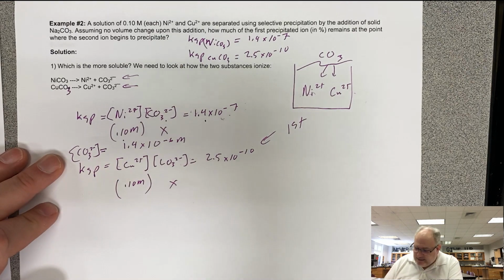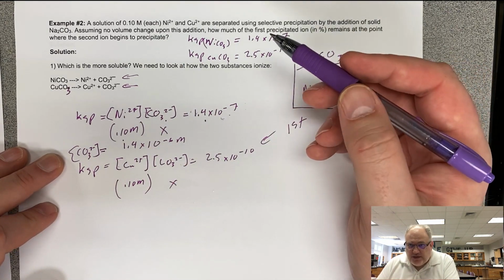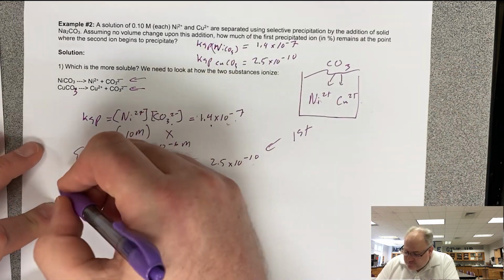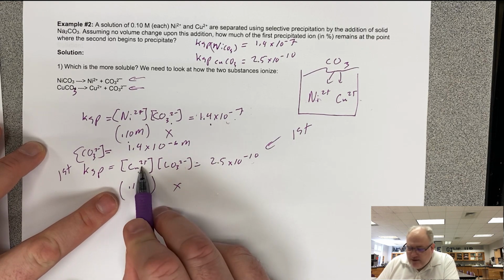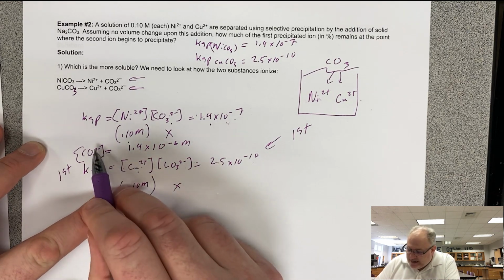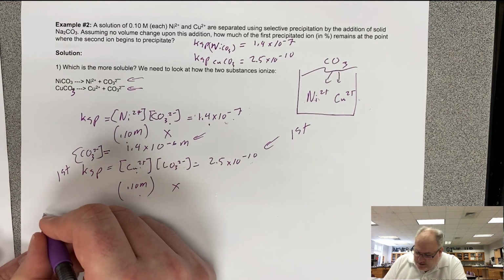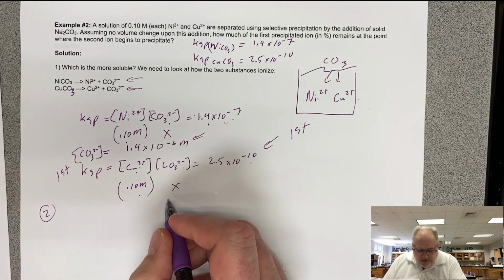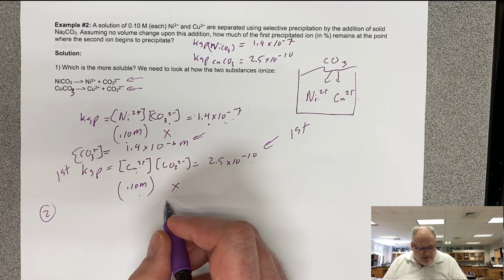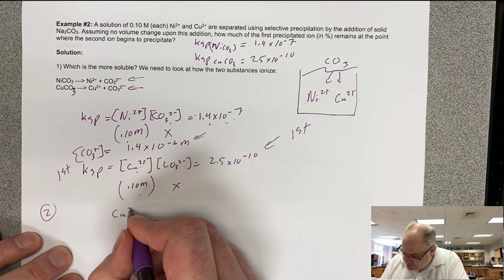Well, they're asking us in this problem, how much of the first thing do we have left? And since this precipitates out first, how much of this Cu2+, we start off with a 0.10, how much of that is left when the second thing starts precipitating out with this amount? So for the second part of this problem, we can actually plug the numbers in. We're going to end up plugging in the same exact equation right here, our Cu2+.